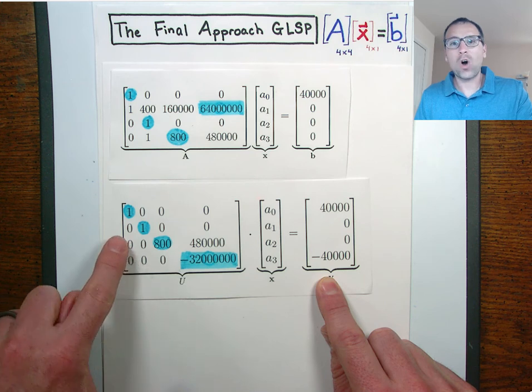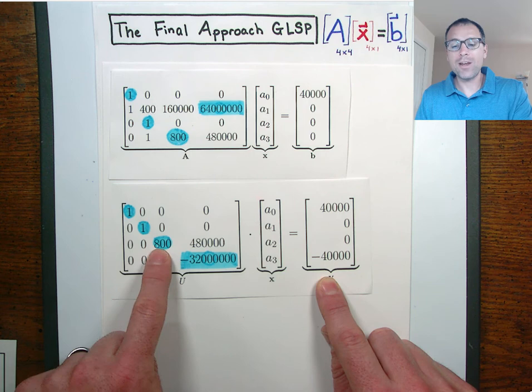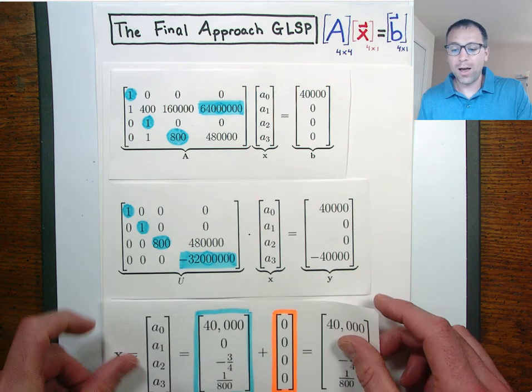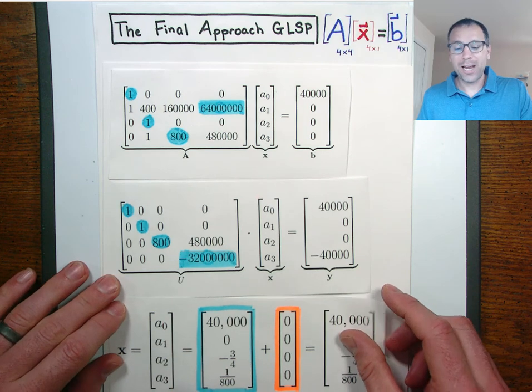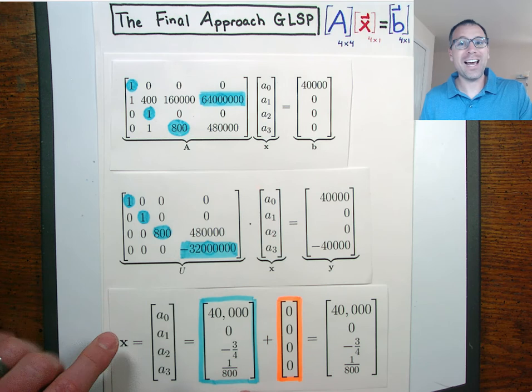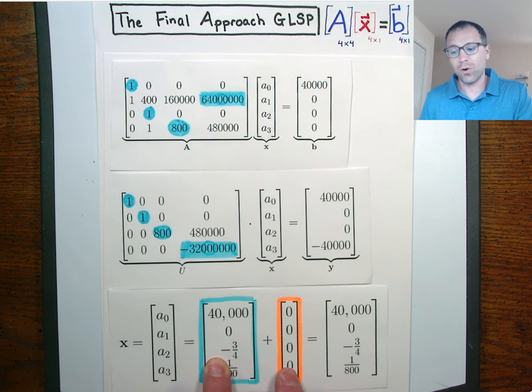Once we had our system in special form, we counted 1, 2, 3, 4 pivot columns, and then we used the backward substitution algorithm to solve our problem and produce this solution. Now, we did not show that actually this solution was a particular plus a trivial.